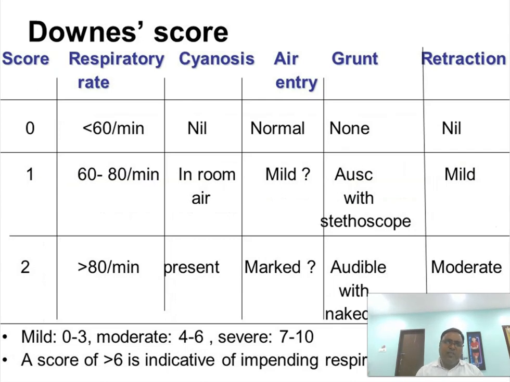Similarly, another scoring used for respiratory distress is the Downes scoring. What are the criteria? Respiratory rate, cyanosis, air entry, grunting, and retraction. You can remember it like a cigarette: cyanosis, grunting, air entry, respiratory rate, and retraction. Criteria wise, mild, moderate, and severe. 0 to 3 is mild, moderate is 4 to 6. If 7 to 10, then there is severe respiratory distress. A score of more than 6 is indicative of impending respiratory failure.